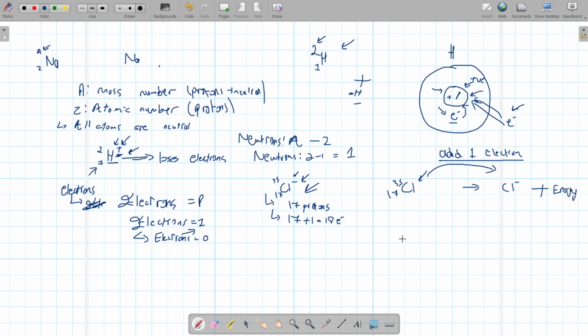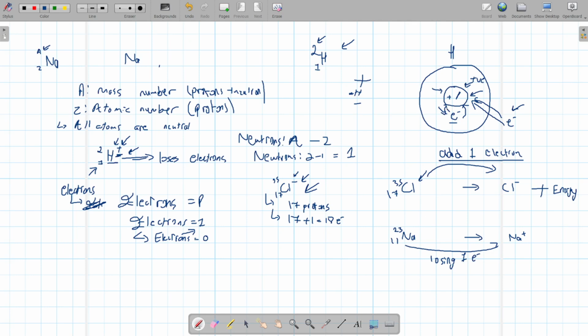However, let's say I have sodium, Na, which is 11 and 23. The charge of Na is Na plus. Here I'm losing one electron to become positive. Losing one electron. These electrons are attracted to the nucleus.